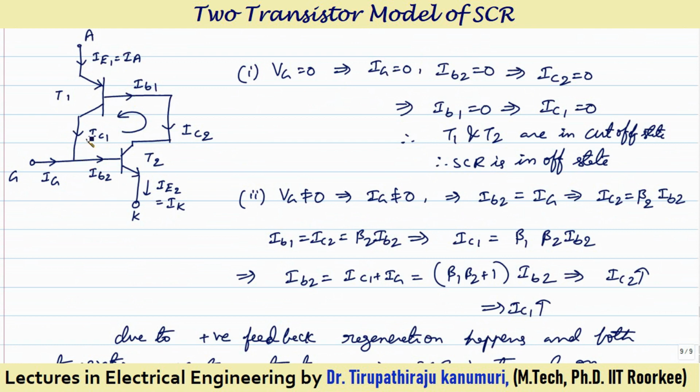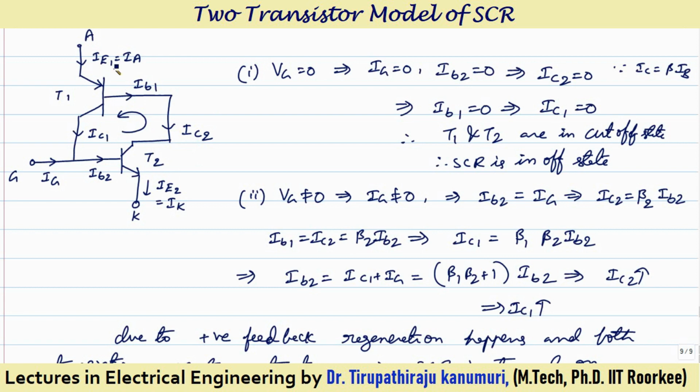When IG is equal to 0, because it is the ideal case, IC1 and all these are initially relaxed. They don't have any current. So IB2 is equal to 0. When base current is equal to 0, no current will go to IC, because IC2 is equal to beta times IB2. So IC2 is equal to 0. When IC2 is equal to 0, that means IB1 is equal to 0. When IB1 is equal to 0, IC1 is equal to 0. That means all the currents are equal to 0.